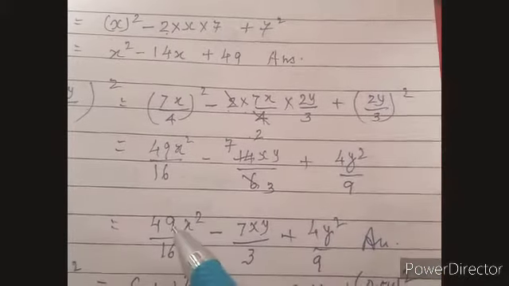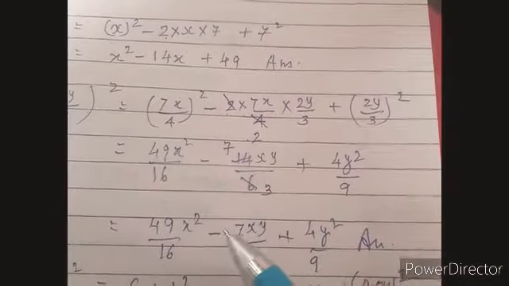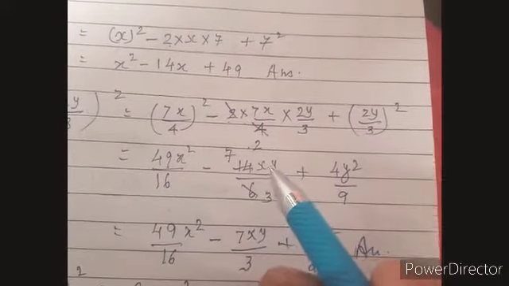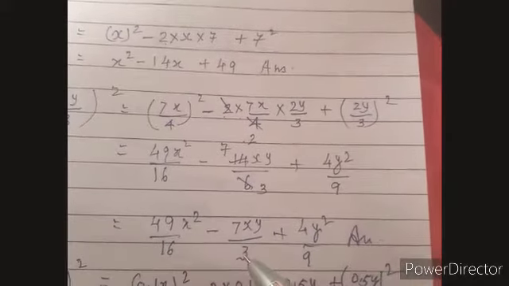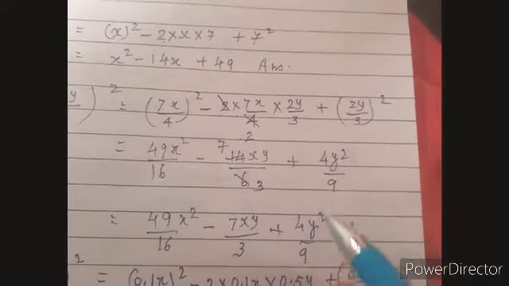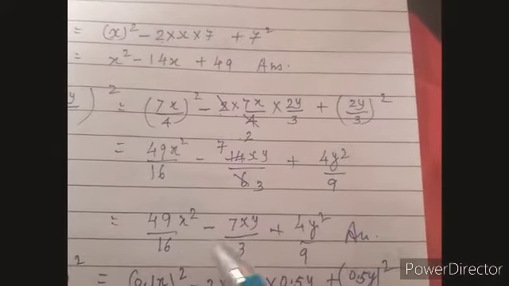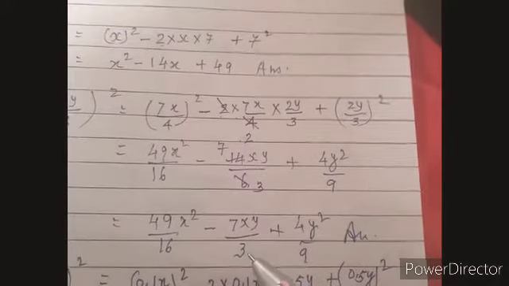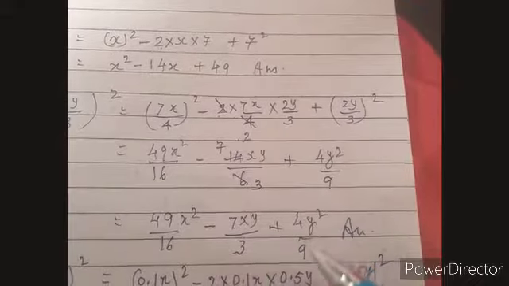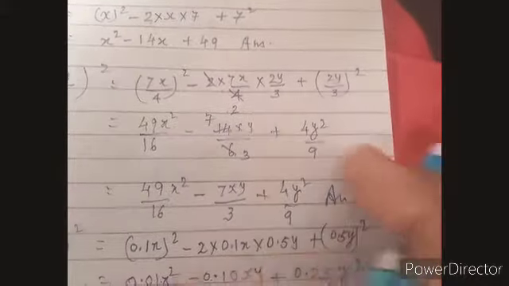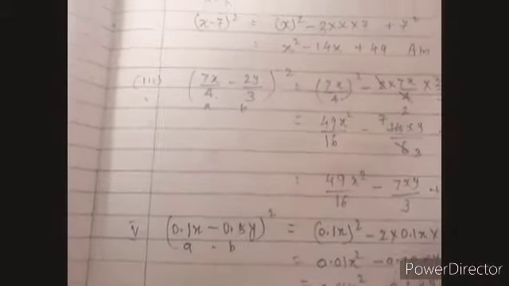So here it is 49x square by 16, and minus 7xy by 3, and plus 4y square by 9. So the answer is 49x square by 16 minus 7xy by 3 plus 4y square by 9. So it is also cleared. Now let us see the next question, that is question number 5.